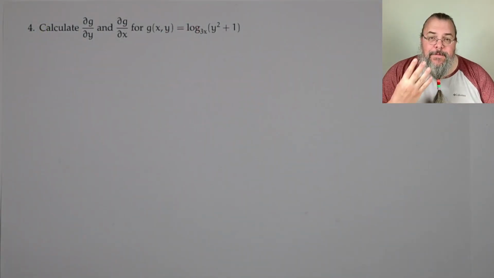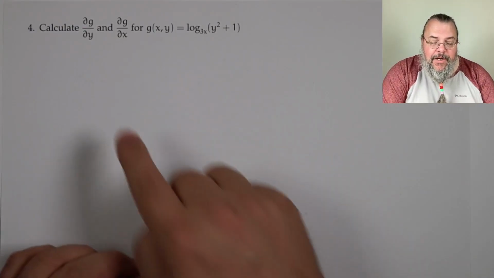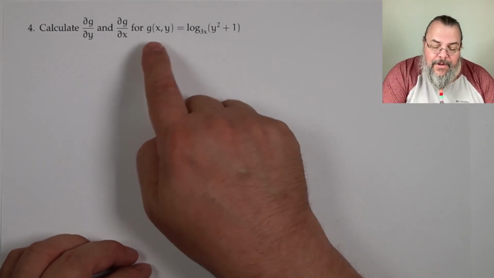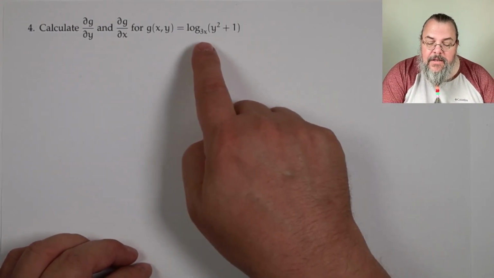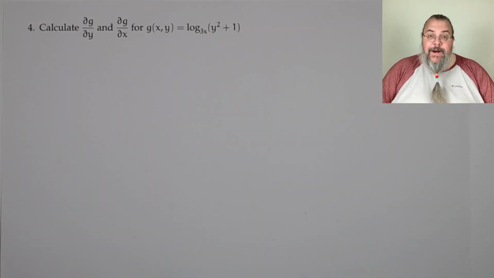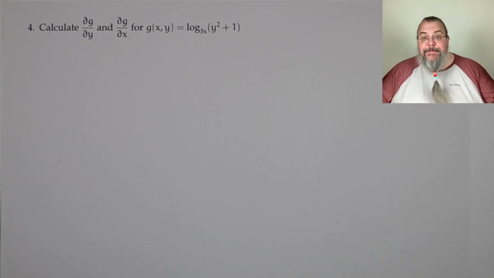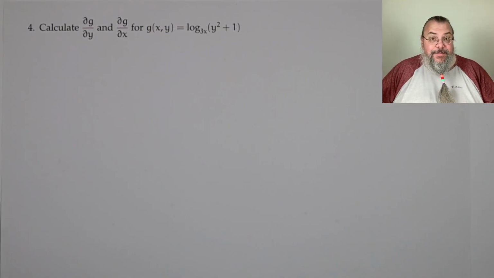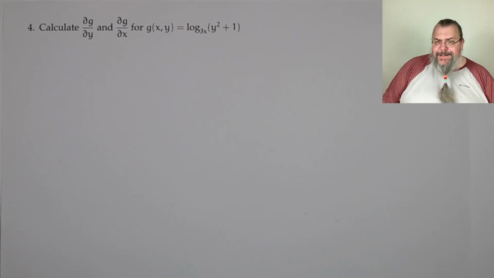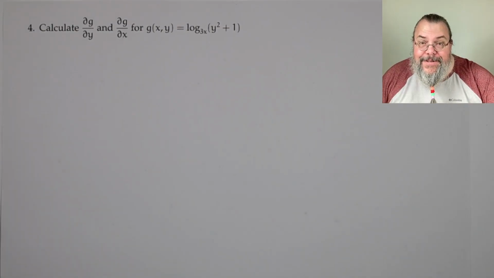Number 4, calculate partial derivatives, partial g partial y and partial g partial x for the function g of x, y is log base 3x of y squared plus 1. And now we're like, well, okay, natural log, big fan. Always have been, always will be. Log base 3x, what? But now, here's a nice fact.